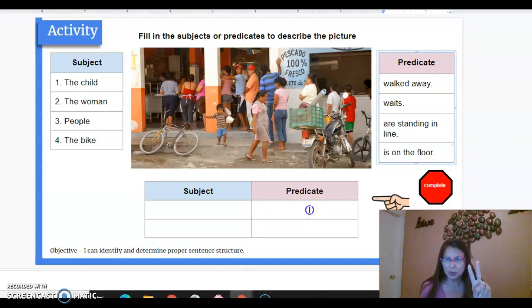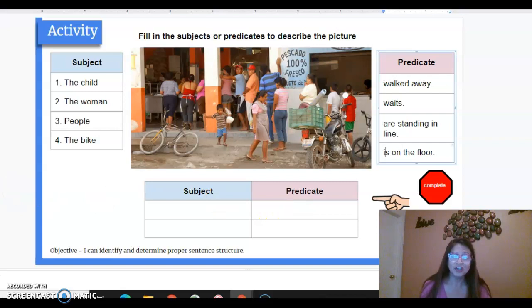So you're going to do 2 by yourself. You're going to have 2 subjects, anything you want. And then just tell me, what are they doing, or what is happening with the predicate. Make it a complete sentence. I know you're going to do a good job with that. Once you complete it, you have to fill all of these in. Then you can go on to the next slide.